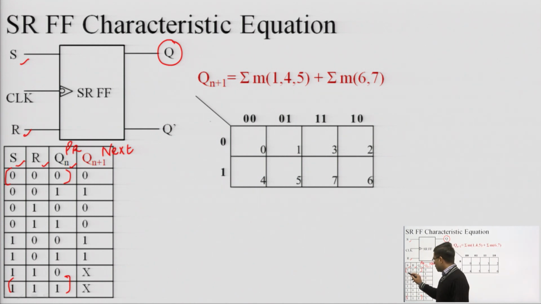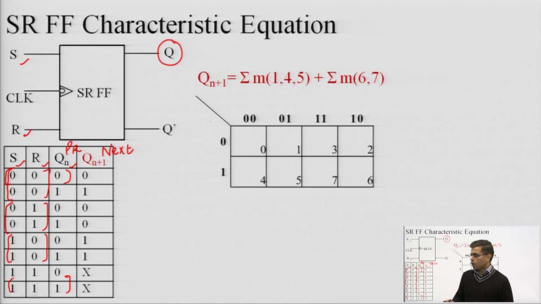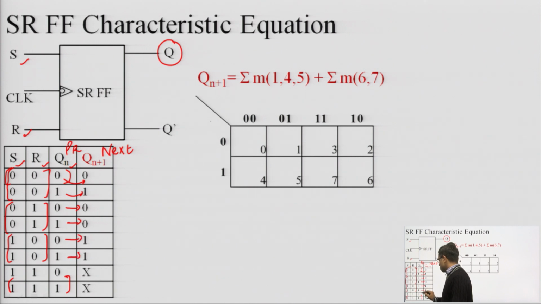We are using that same thing here, or we can club these cases as well: 00, 01, 10, 11. When S and R are 0, there is no change in the output. That means whatever the previous value was, it will remain the same for the next output as well. That means 0 will remain 0, 1 will remain 1. For 01, whatever the previous value was, the next output is going to be 0. Similarly, for 10, whether the previous value was 0 or 1, the next output will be 1.